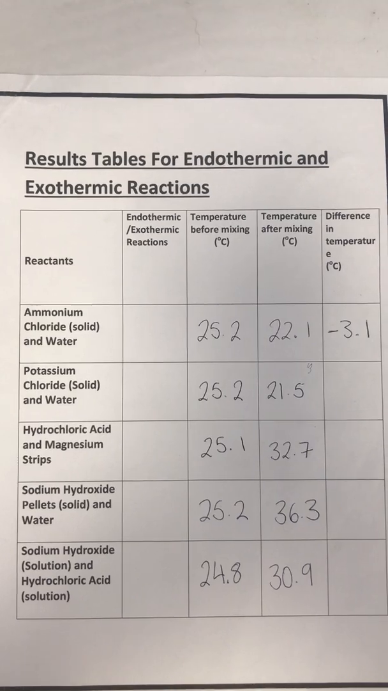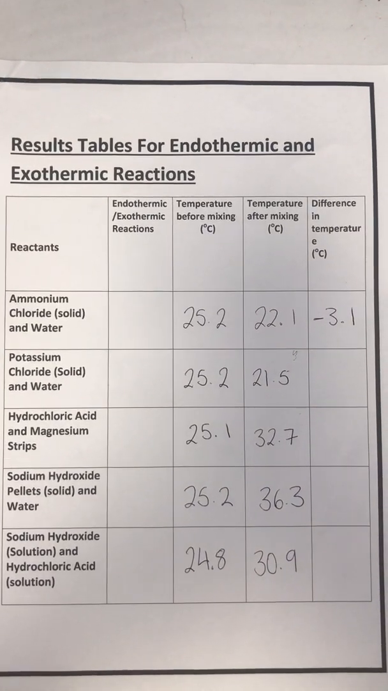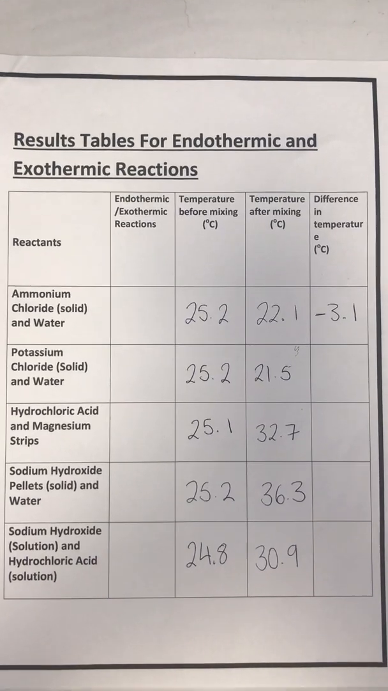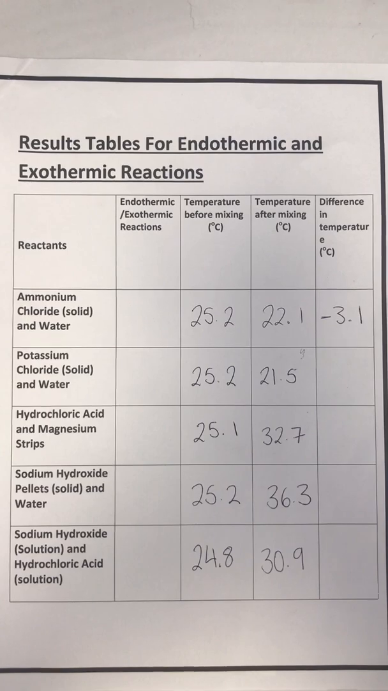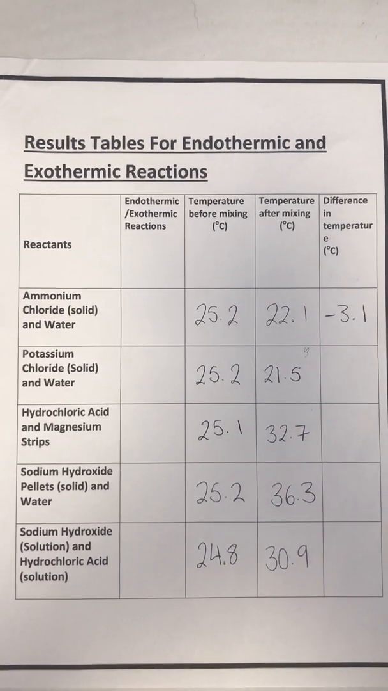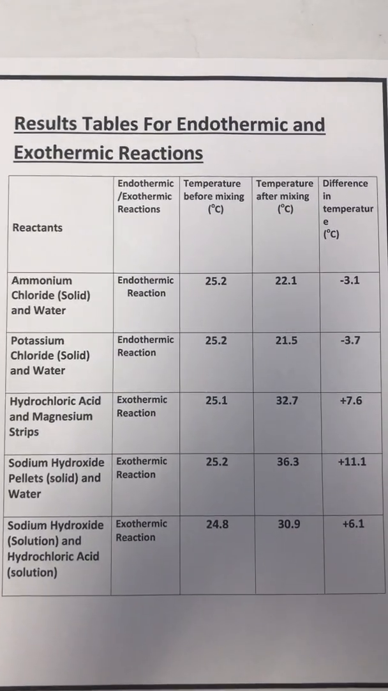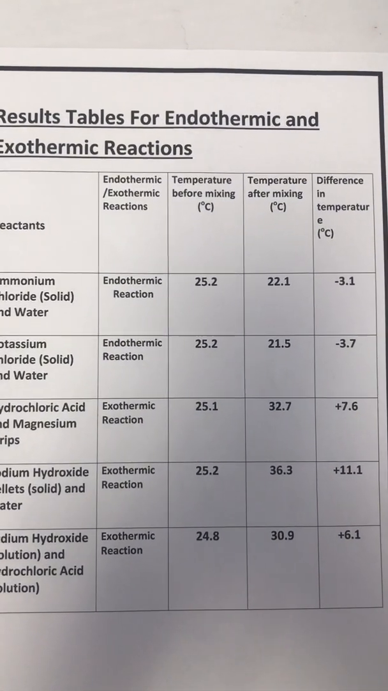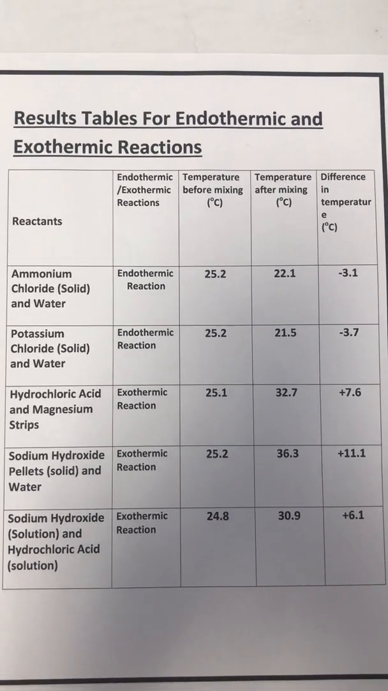If you have recorded the results in your table, you now need to work out the difference between the start and the end temperature on each reaction, and then predict if the reaction is an endothermic or an exothermic reaction. If you have done your calculations and predicted the reactions, you can now compare your results with the results we obtained.